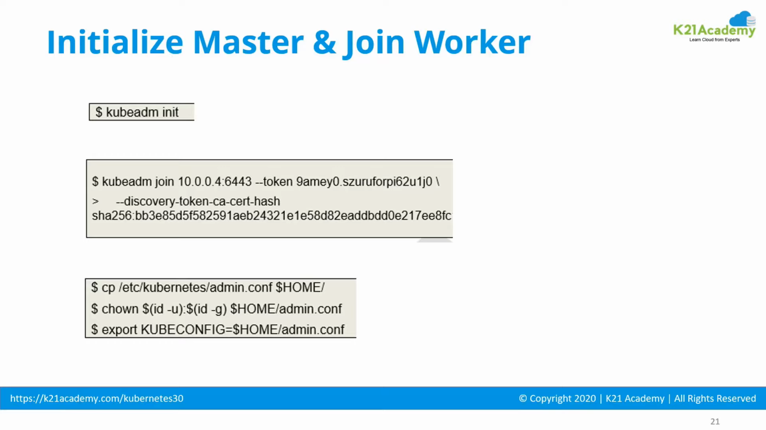So for any command that you run in future, like kubectl, you need to make sure that the kube config is set properly, or the KUBECONFIG environment variable is set, so that your admin.conf is called and it sets all the parameters. So let's first go to the master node and initialize the cluster, and my worker node will join my master node.